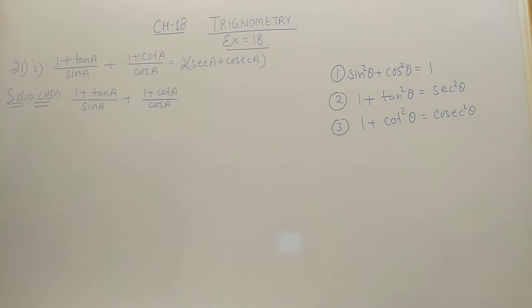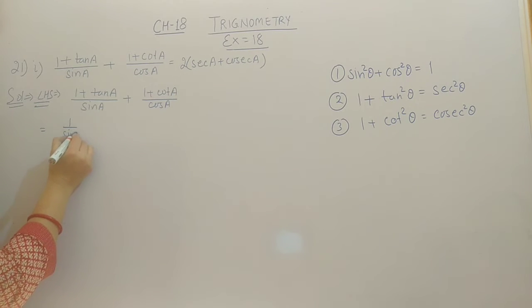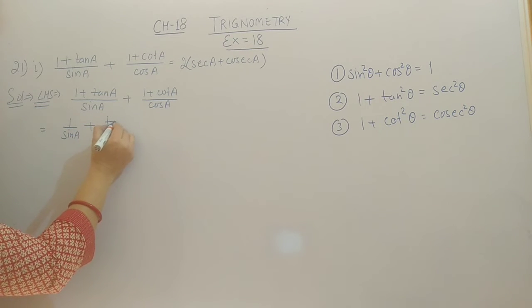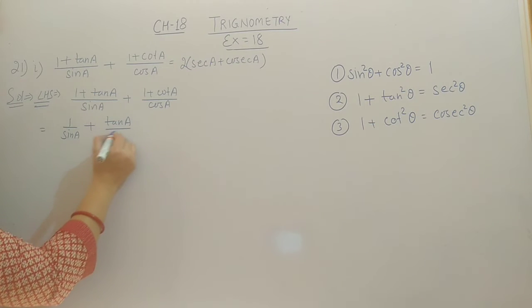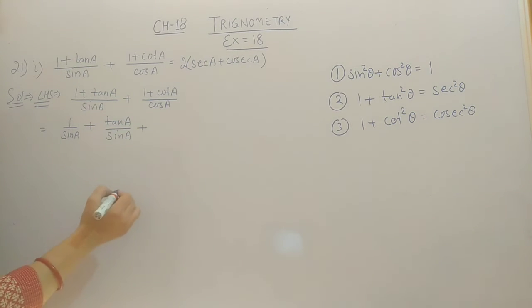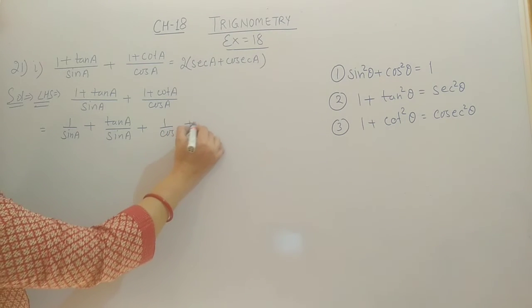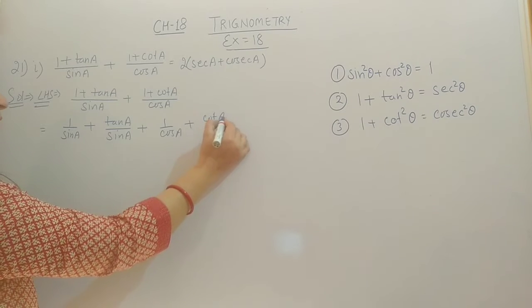Next, 21st first part: 1 plus tan A by sin A plus 1 plus cot A by cos A is equal to 2 sec A plus cosec A. Left side we have taken here. First we will split it. We can write it as 1 by sin A plus tan A by sin A. This second term also we can write as 1 by cos A plus cot A by cos A.